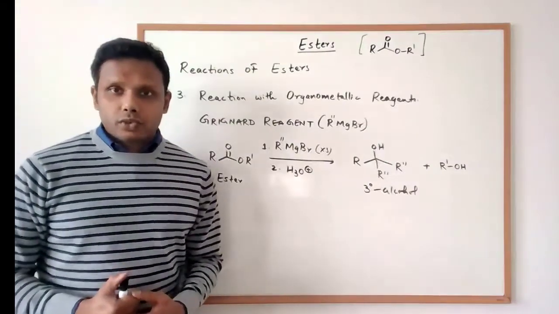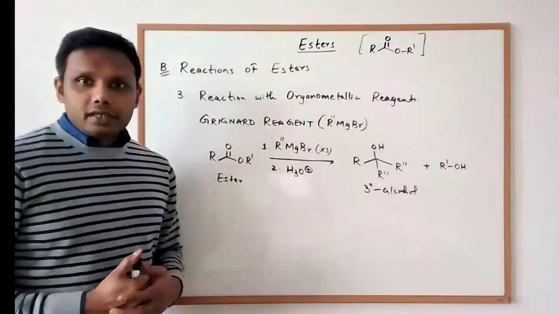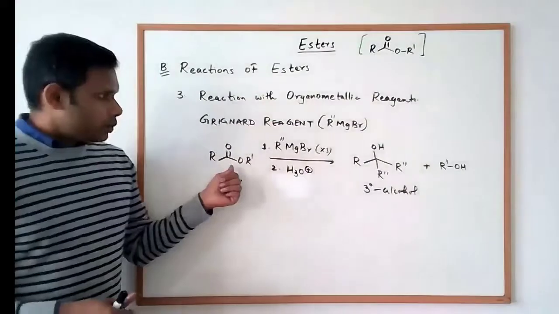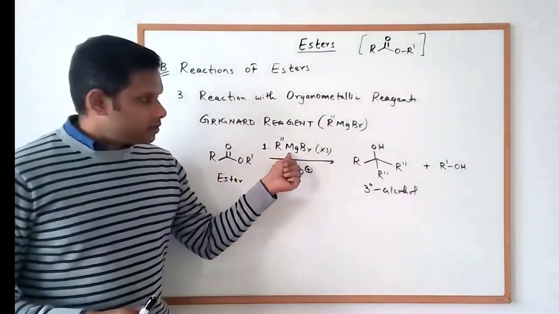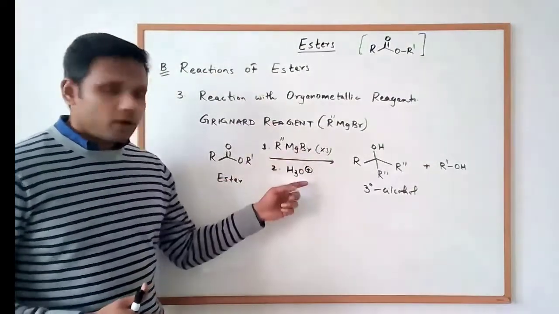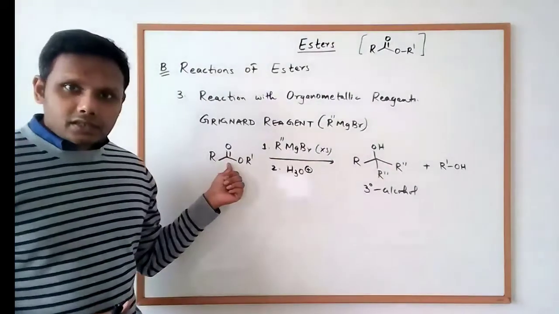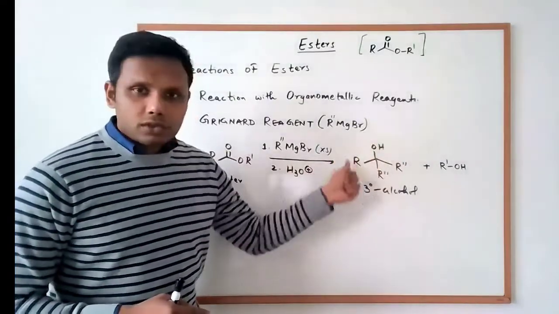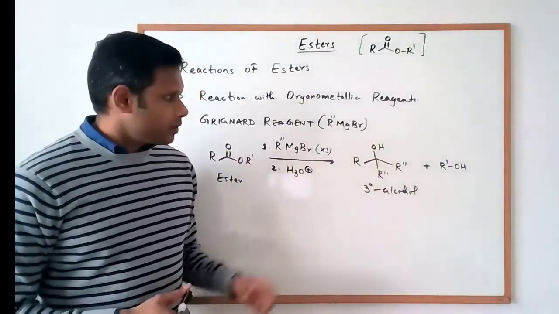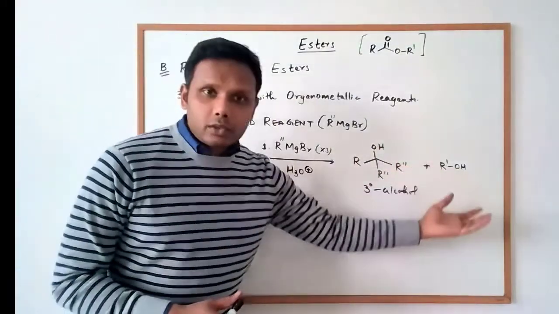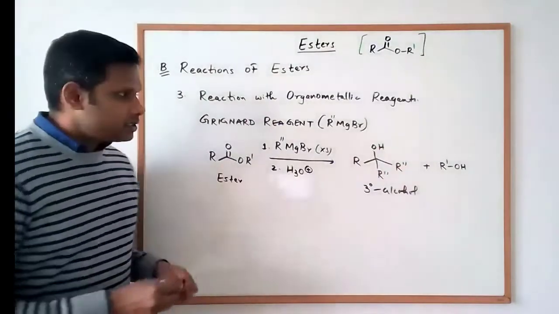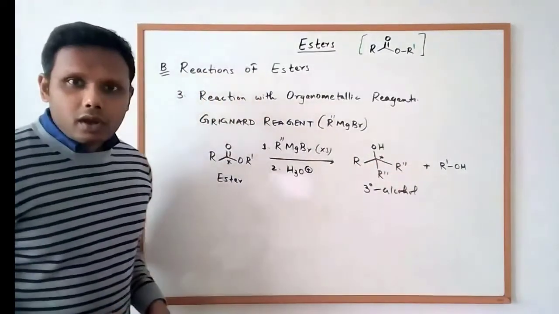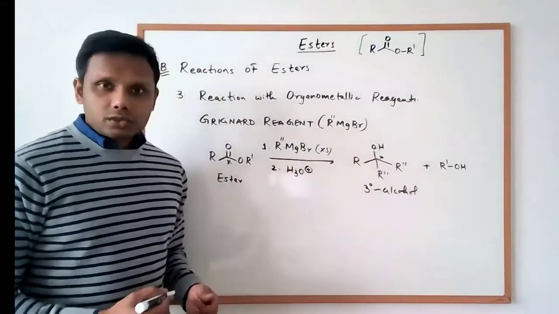The reaction of esters with organometallic reagents, specifically a Grignard reagent, is very similar to those of all other carboxylic acid derivatives. When an ester reacts with excess Grignard reagent followed by an acidic workup, the acyl carbon in the ester molecule gets converted into a tertiary alcohol. Plus, the alkoxy group becomes another alcohol as usual, but we're focusing on the acyl carbon, which becomes the alpha carbon in the tertiary alcohol.